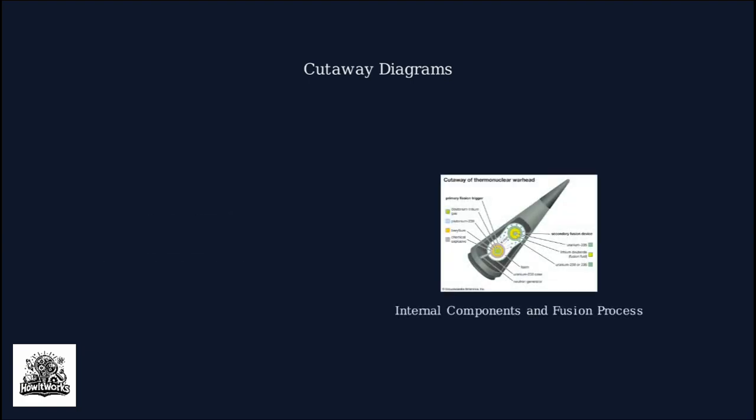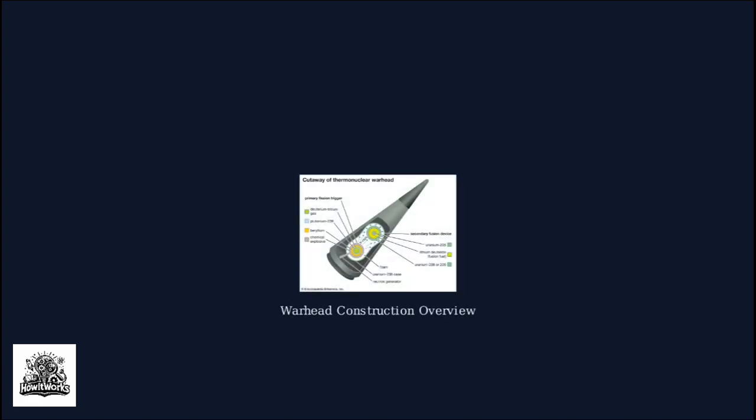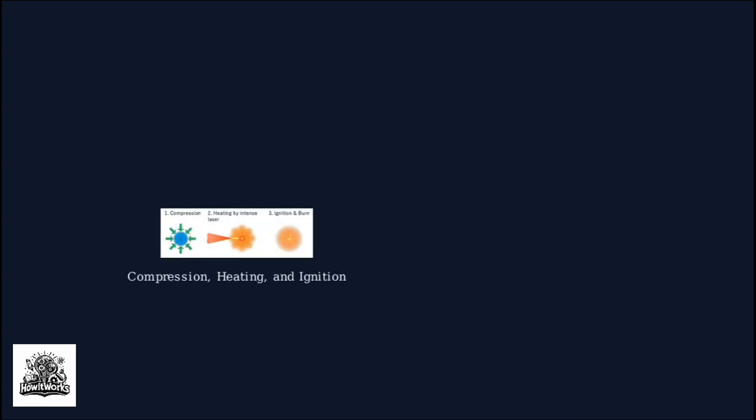This cross-section shows the concentric arrangement of components in a thermonuclear weapon, including the fission primary and fusion secondary. Detailed cutaway illustrating the primary fission trigger, secondary fusion device, and the flow of X-rays that initiate the fusion reaction. This diagram provides a comprehensive view of the thermonuclear warhead's construction, highlighting all major components and their roles. The three-step process: compression by radiation pressure, heating by X-rays, and final ignition of the fusion fuel.